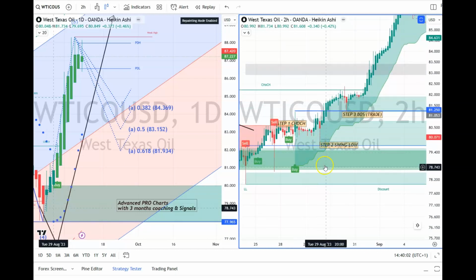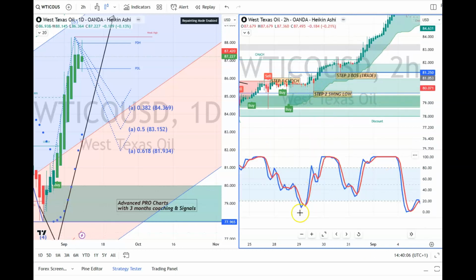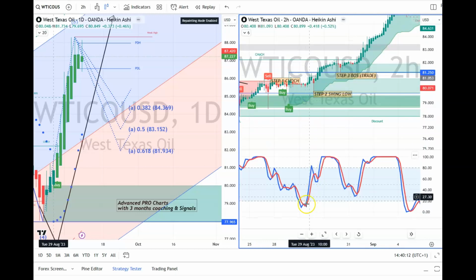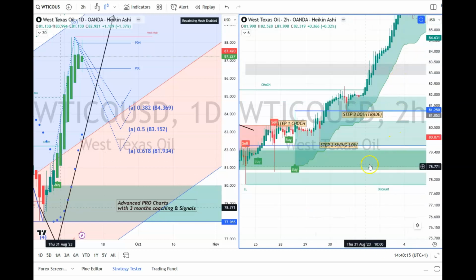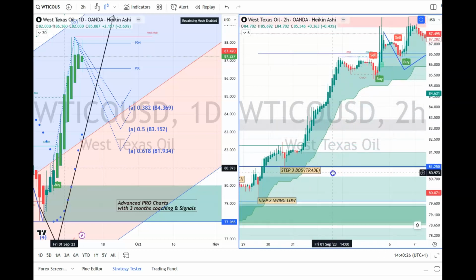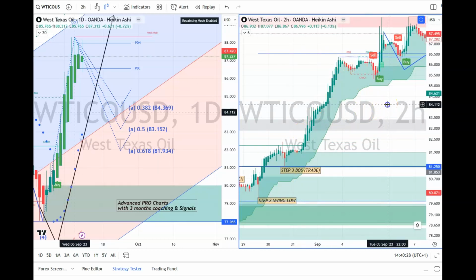All right, so for clarity, you want to wait for the swing low. Step 1, change of character goes green, bullish. Step 2, swing low. Step 3, break of structure, 81.23. Break of structure, stop below the swing low, off it goes. 2 times risk at least.